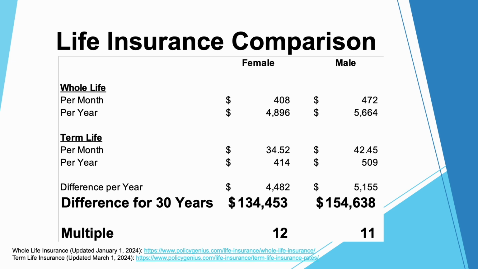For a female, whole life insurance costs $4,896 per year. Term life costs $414 per year. A difference per year of $4,482, and a difference for 30 years of $134,453.